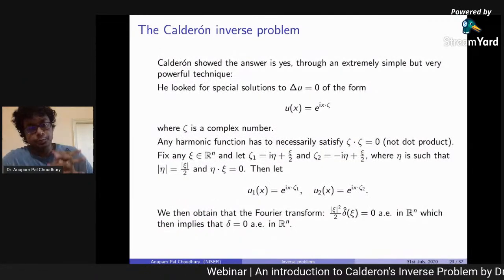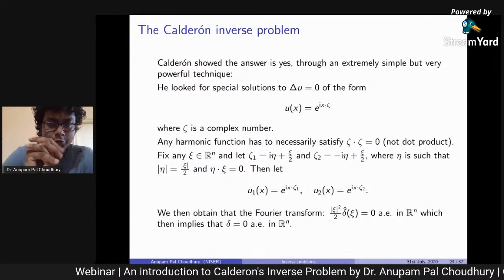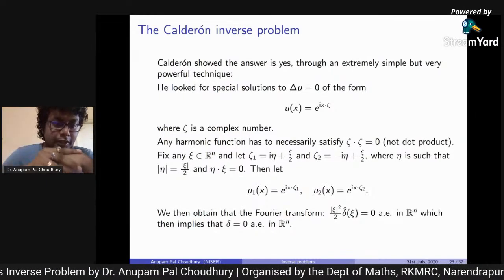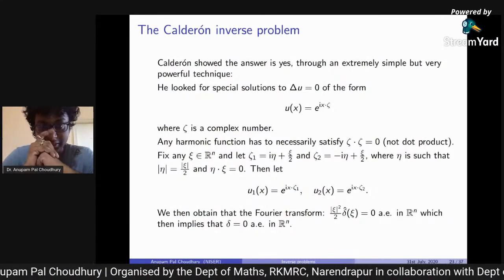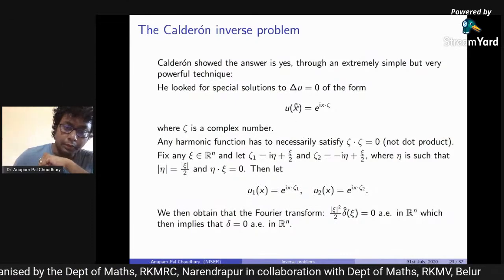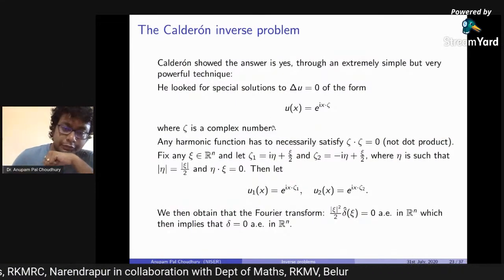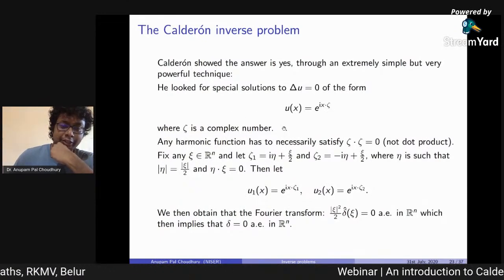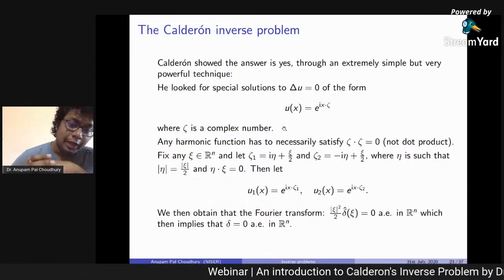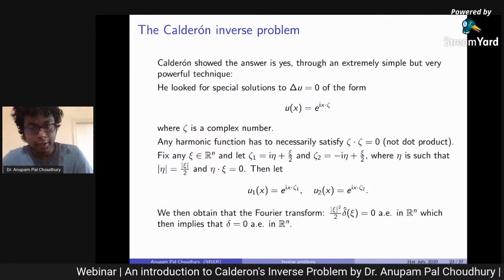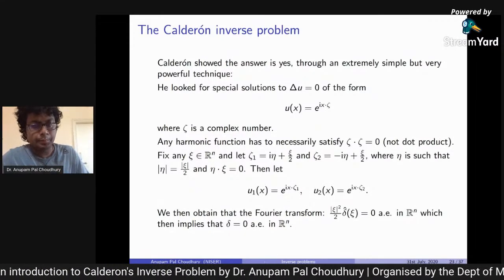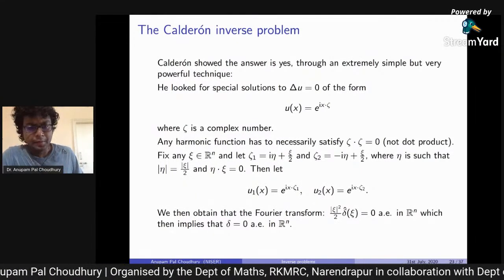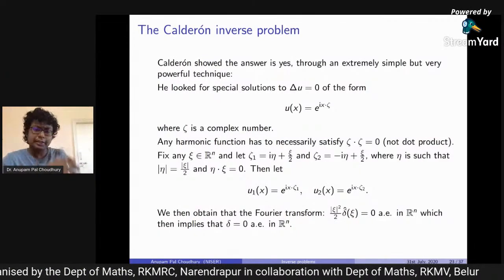So Calderon proved that the answer is yes, obviously. So very simple, but the technique is extremely powerful, because what he did was he looked for special solutions to this problem, Laplace equal to 0, of the form u equal to e^{ix·zeta}, where zeta is a complex number. So again, at this point, I would like to bring to your attention these plane waves. You remember the plane waves that we study in optics courses and all.